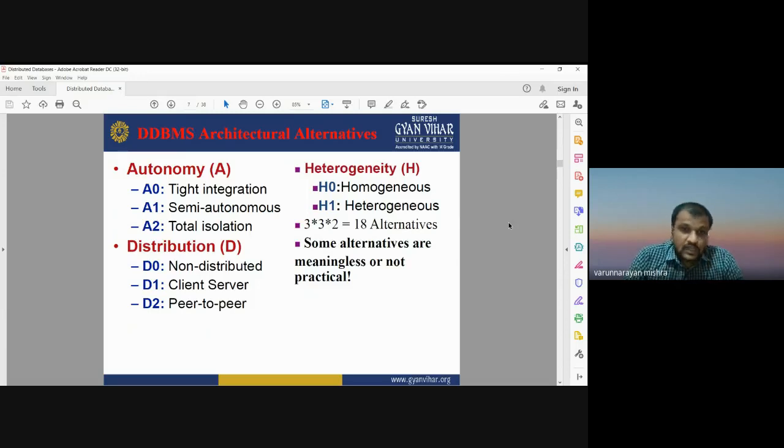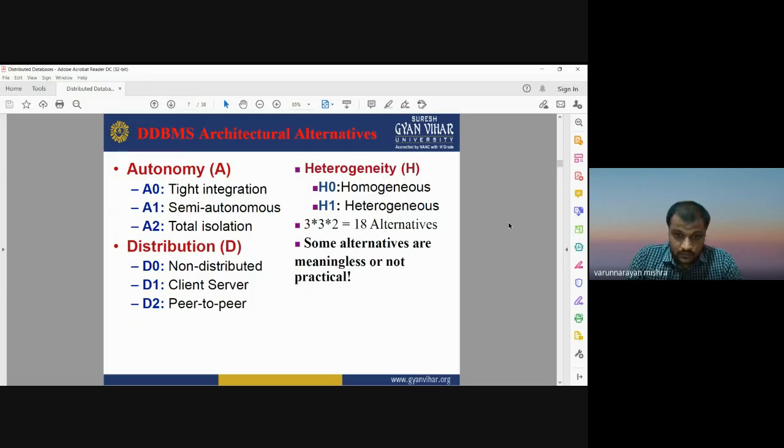Heterogeneity has different types. When we talk about the same kind of database, it is known as homogeneous and is indicated by H0. If your database has different types of data sets, then these are known as heterogeneous data sets, and it is indicated by H1. So homogeneous means the same kind of database, heterogeneous means different kinds of database.